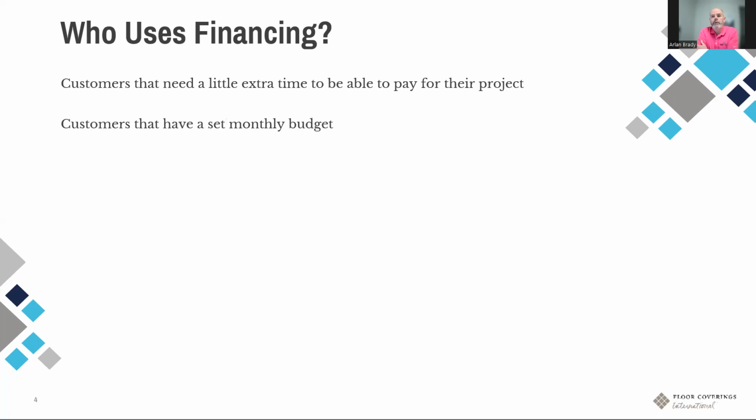There might be a customer that has a set monthly budget. So I have a monthly budget, and for the flooring part of my budget, I can spend $300 a month. So if you can find a floor that fits inside of $300 a month, winner, winner.